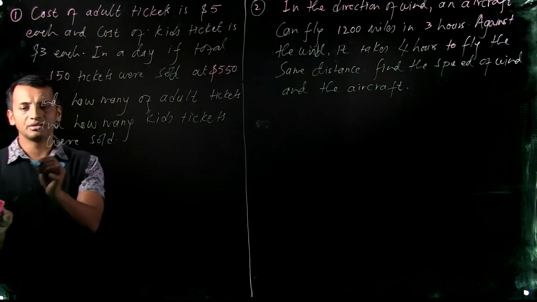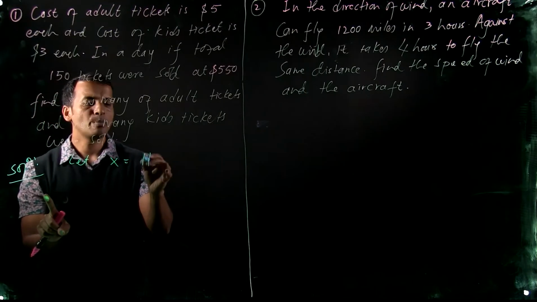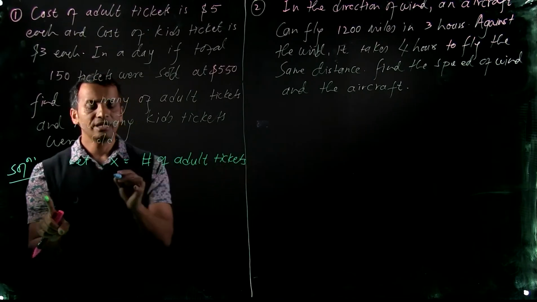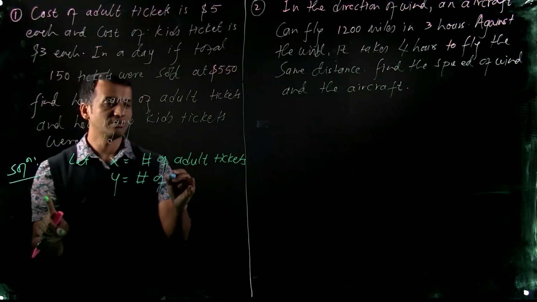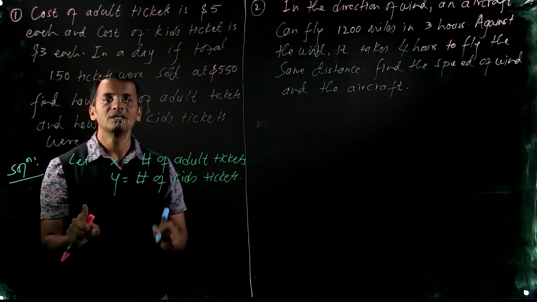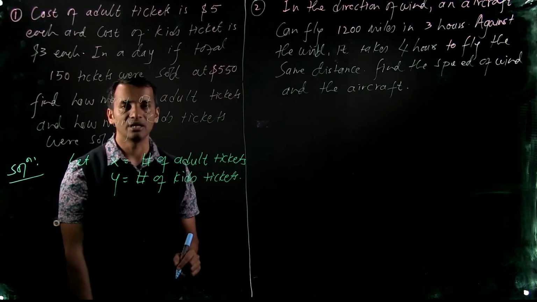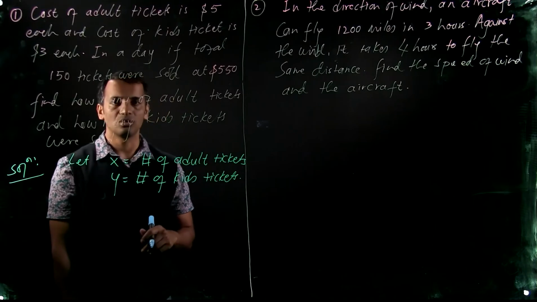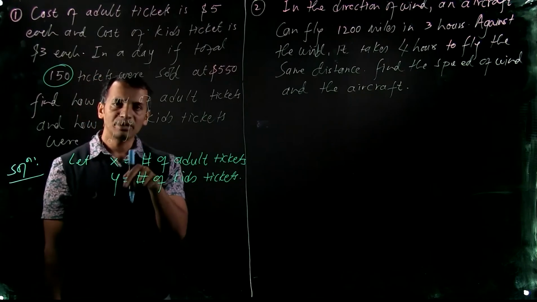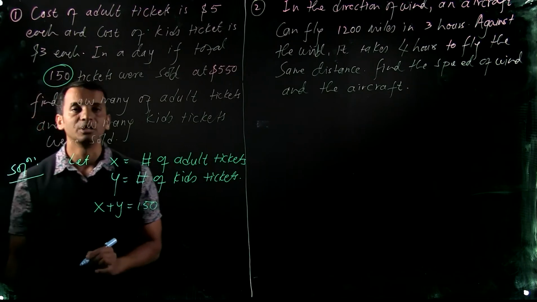Okay, so for the solution, we assume that x is the number of adult tickets and y is the number of kids tickets, because those are the two things that you want to find. So now, how many tickets were sold in total? There were a total of 150 tickets sold, right? So what does that mean in terms of x and y? That will be x plus y equals 150.